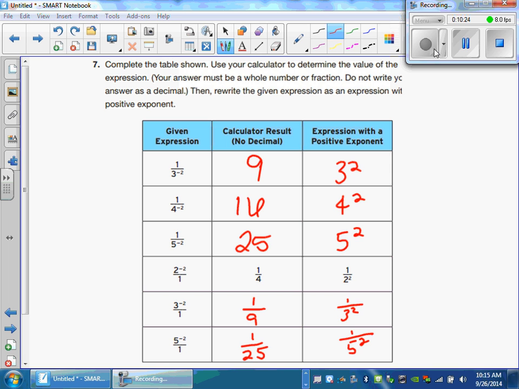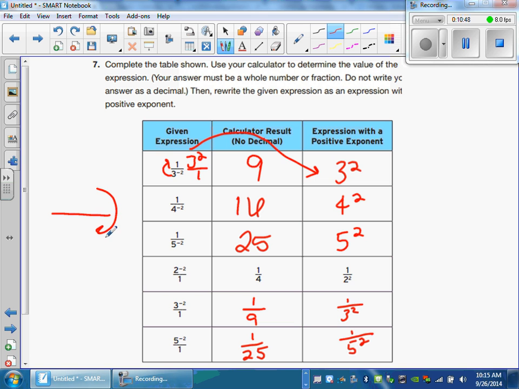All right, here are the answers to my table. Again, anytime you have a negative exponent, you want to move it to the opposite side. So I put now 3 to the second power over 1, which just gives me 3 to the second power. So if you have negative exponents, in order to get rid of them, you need to move them from the top to the bottom or from the bottom to the top. And doing that will get rid of the negative sign.